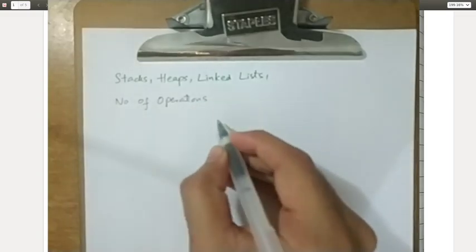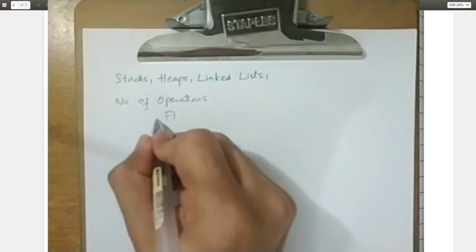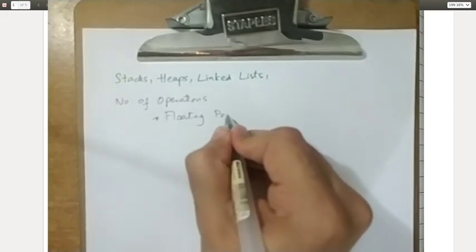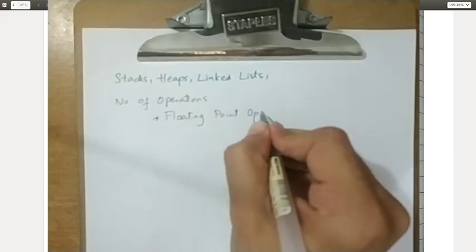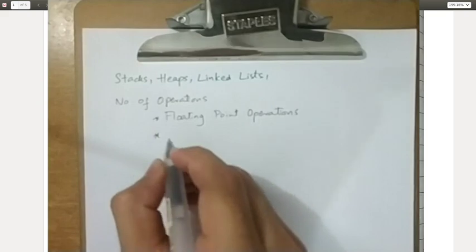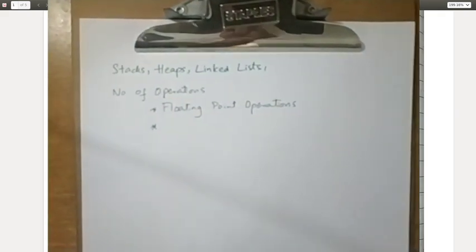So maybe we can be looking at the number of floating point operations, or maybe we could be looking at the number of, is this in focus?